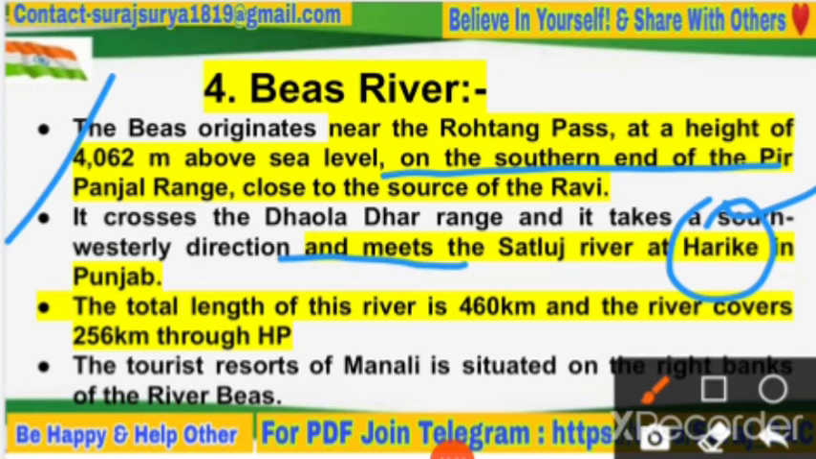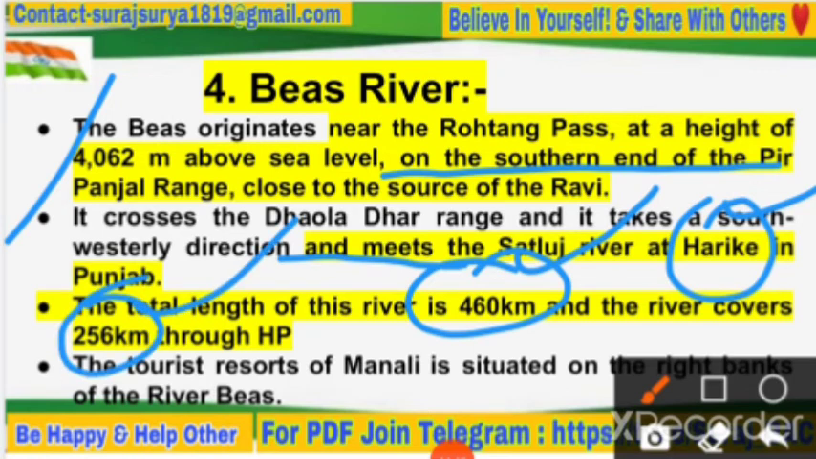Harike comes in Punjab, where the river Satluj meets the Beas River, or you can say the Beas River meets the Satluj River at Harike. The total length of this river is 460 km, and the river covers 256 km through Himachal Pradesh. If you would like to know about the complete Beas River, it is 460 km, but you will find 256 km of its length in Himachal Pradesh.